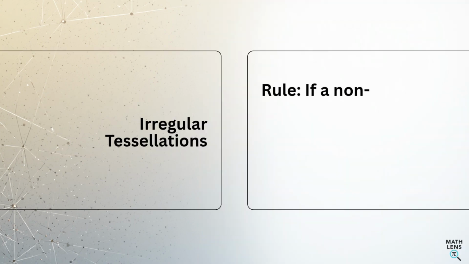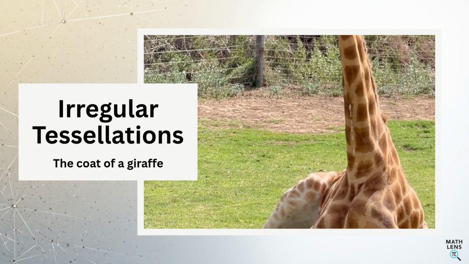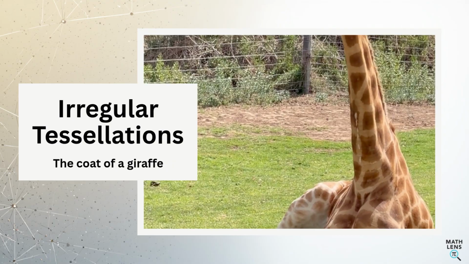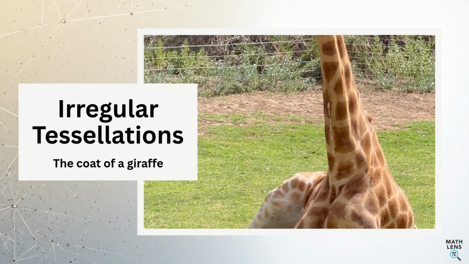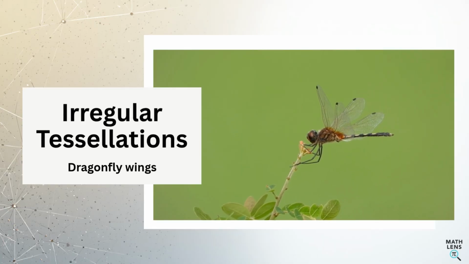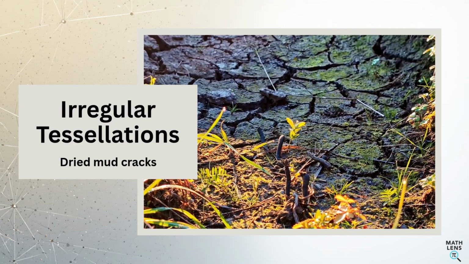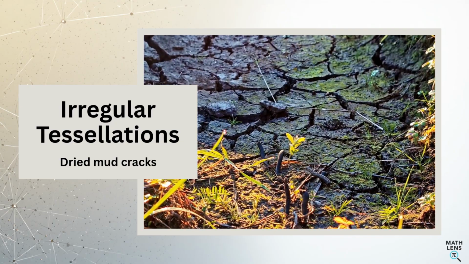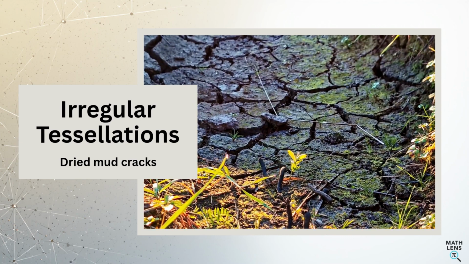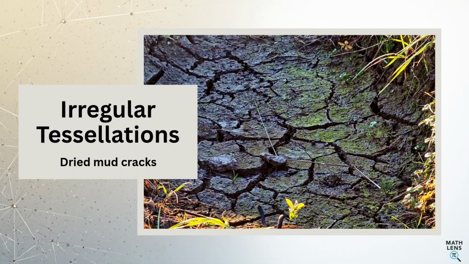Irregular tessellations illustrate how nature creates order from irregularity, allowing non-regular polygons to fit together without gaps. Examples include giraffe coats. Irregular patches create a camouflage pattern. Dragonfly wings. Interlocking cells form a strong, flexible pattern. Dried mud cracks. Natural tessellation occurs as mud dries and contracts. These examples highlight nature's design efficiency and problem-solving capabilities, setting the stage for a discussion on why tessellations are utilized in nature.